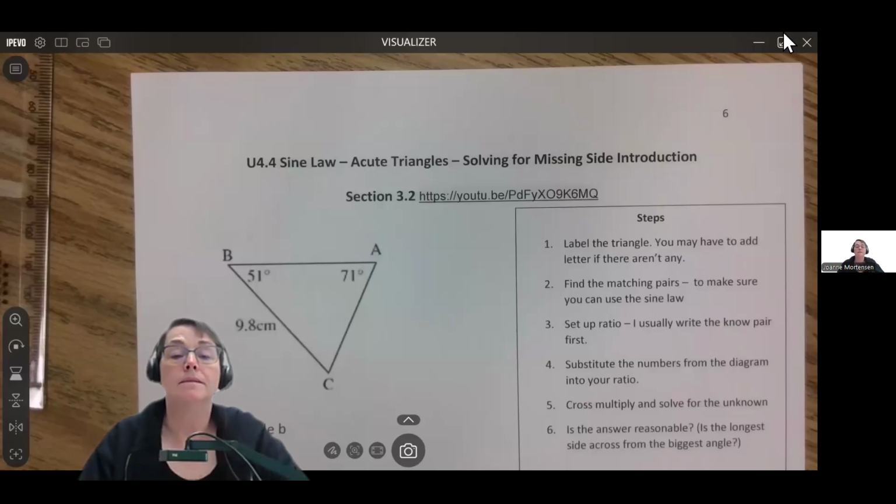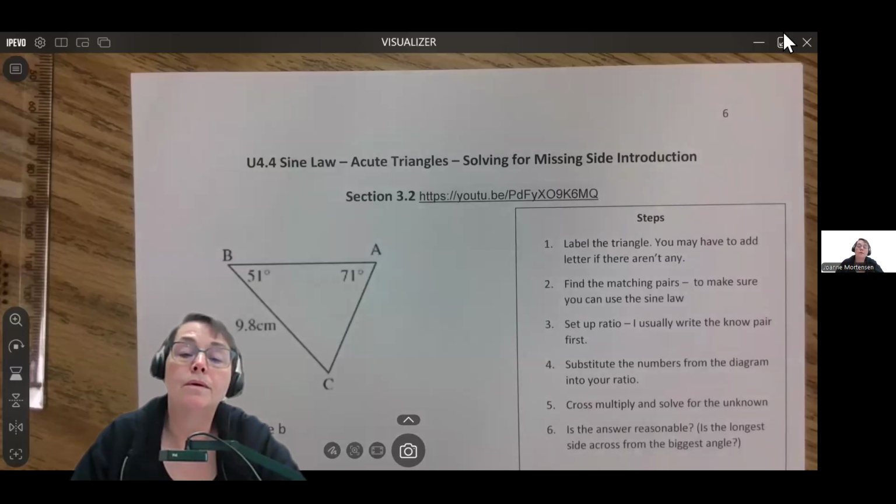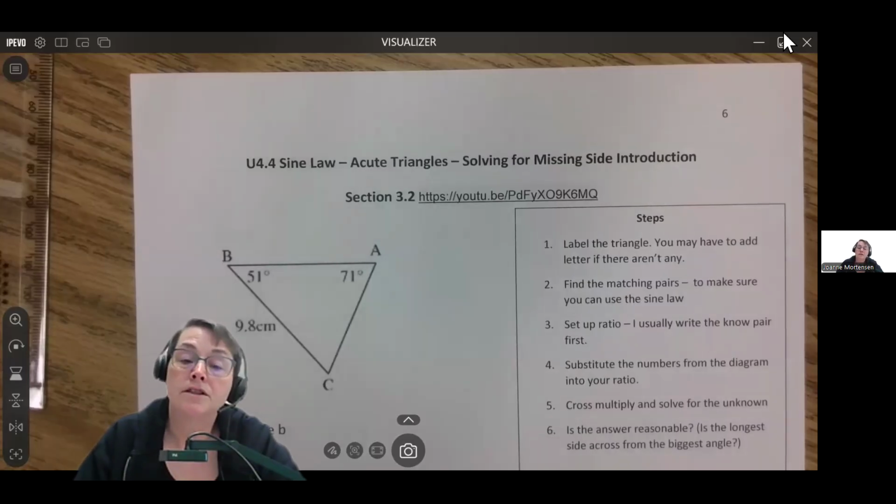Hi there, welcome to U 4.4 Sine Law. So we've done the introductions, we've learned how to do matching, we've got everything figured out. Let's actually do some calculations.